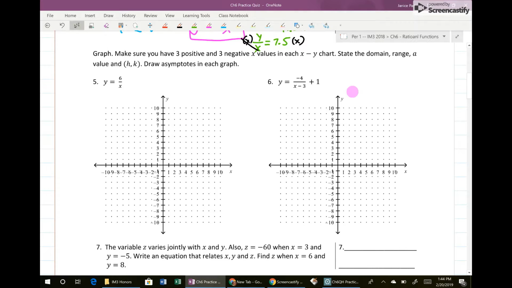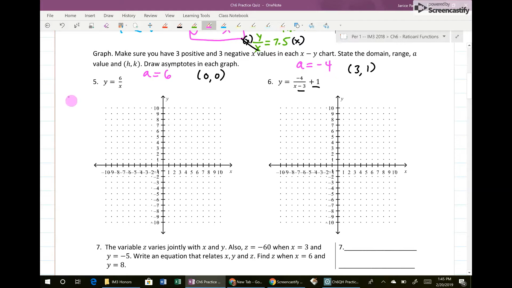For the graphing, you need to do the HK. So for the first one, it's 0, 0. And for the second one, it's going to be 3, 1, which are these numbers. In this case, there aren't any. For the first question, the a value is 6. And for the second question, the a value is -4.